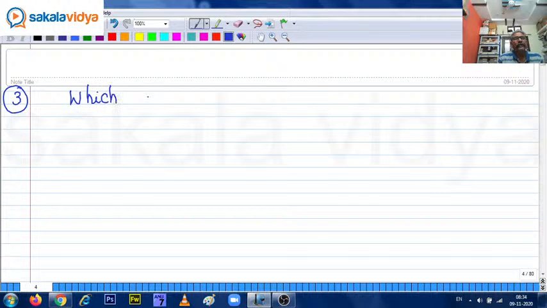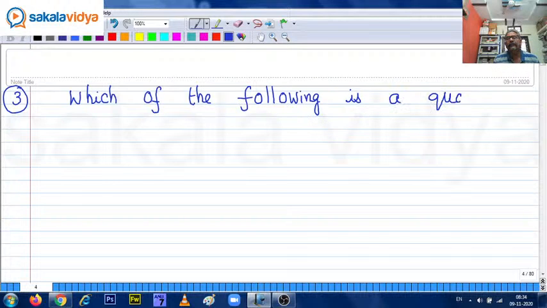Which of the following is a quadratic equation? Quadratic equation. Which of the following is a quadratic equation? Yes, it may be useful for 11th too.